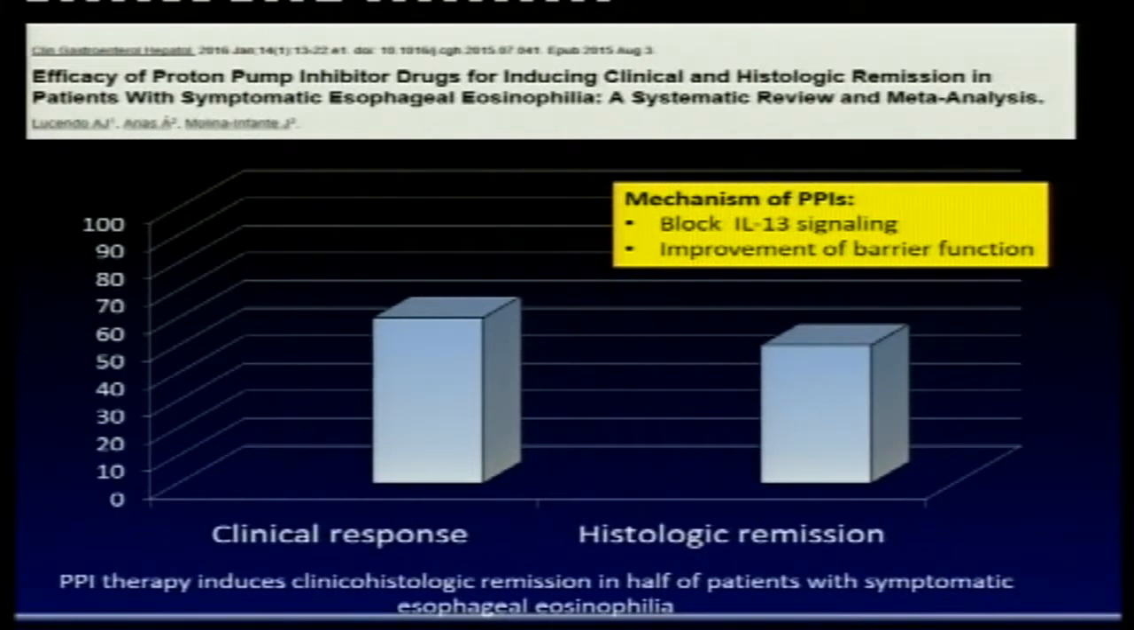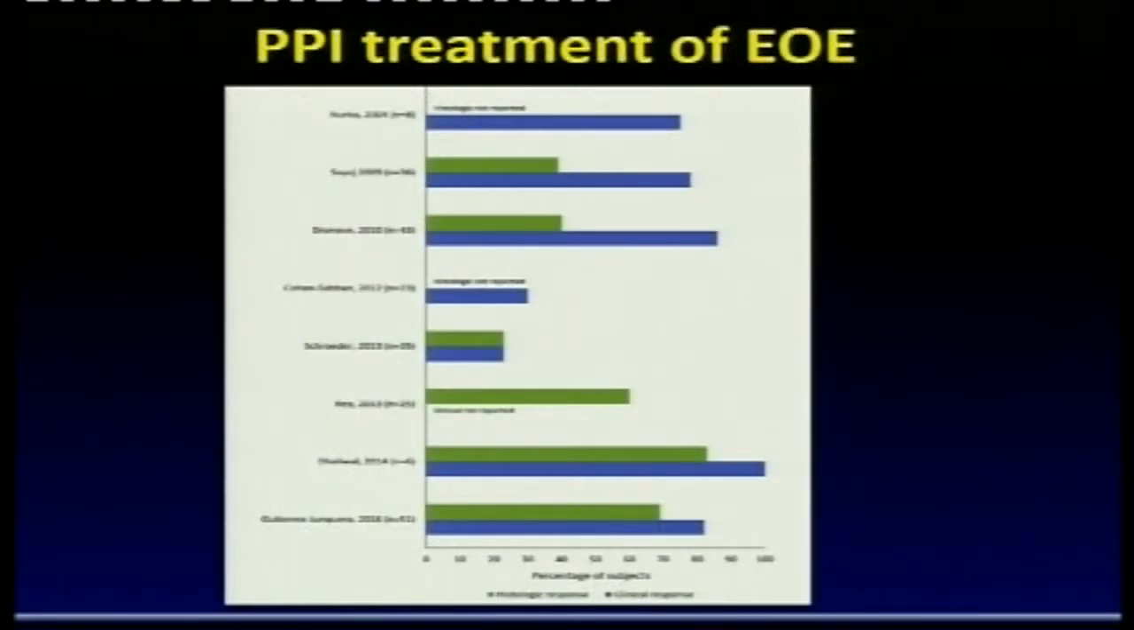Another question is, what is the mechanism of proton pump inhibitors? We know that it works in acid reflux. So how does it work? It works by blocking interleukin-13 signals, which is the main driver of eosinophil induction, and also it improves the barrier function that leads to recruitment of the cells. You will see here almost more than 50% of PPI patients have clinical response and histological response. And this PPI meta-analysis shows that it mainly affects clinical response rather than histological response.